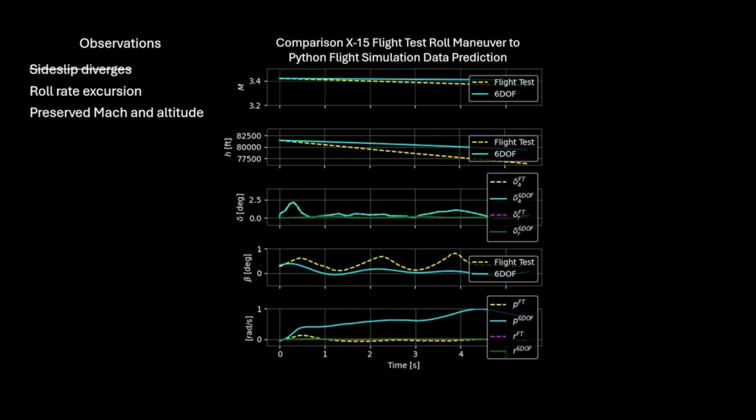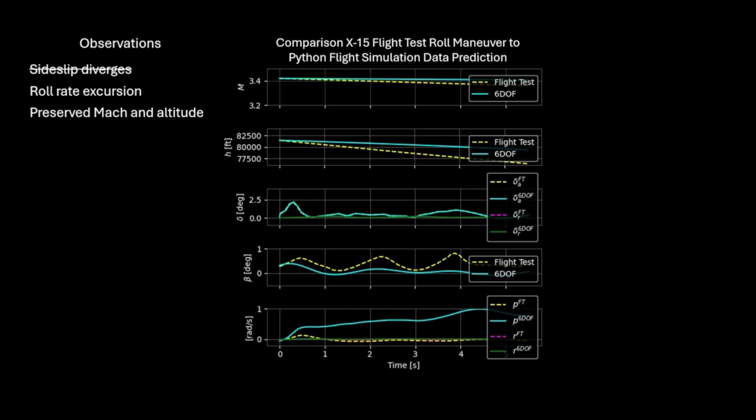And suddenly, when corrected, although much more damped than the flight test data, side slip does agree better. It does not diverge. However, the damping is increased, and that could be due to other factors. So we set this concern aside and cross off side slip from the list. Now, on to roll rate excursion.